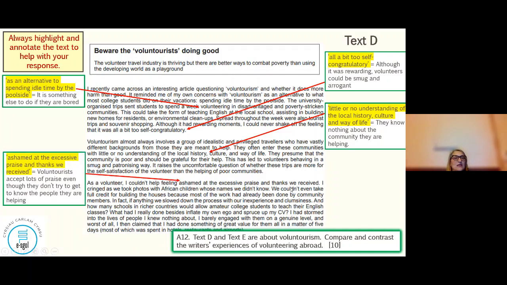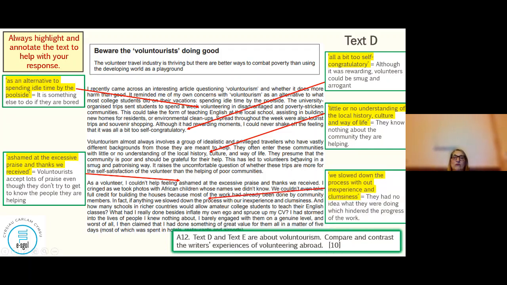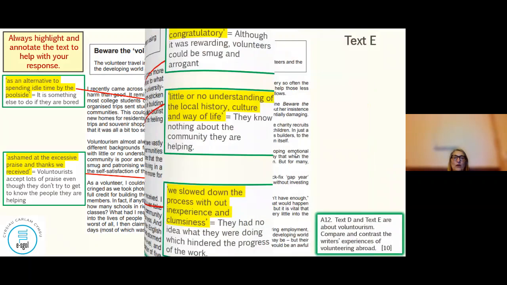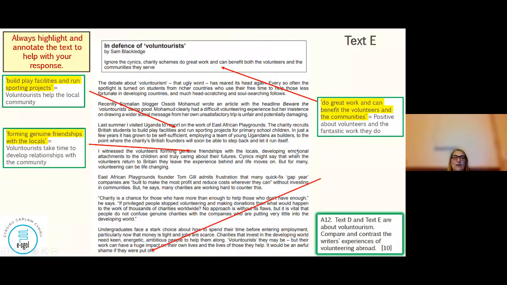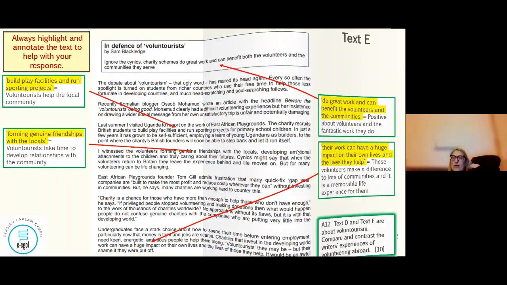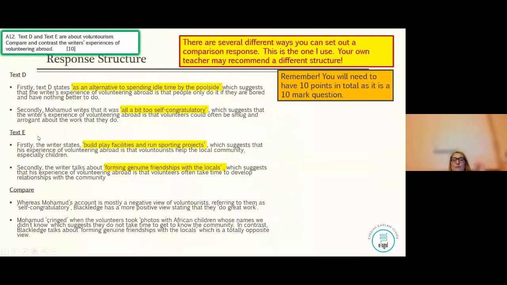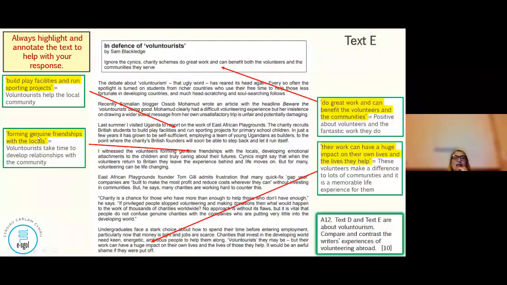And this one is they accept lots of praise, even though they don't try to get to know the people they're helping. And the final one, they had no idea what they were doing, which hindered the progress of the work. Text E then, we're highlighting and annotating the same. Okay, so this is a more positive one. So in contrast to the first text, this writer is saying that volunteers take time to develop relationships. Okay, they make a difference to a lot of communities.